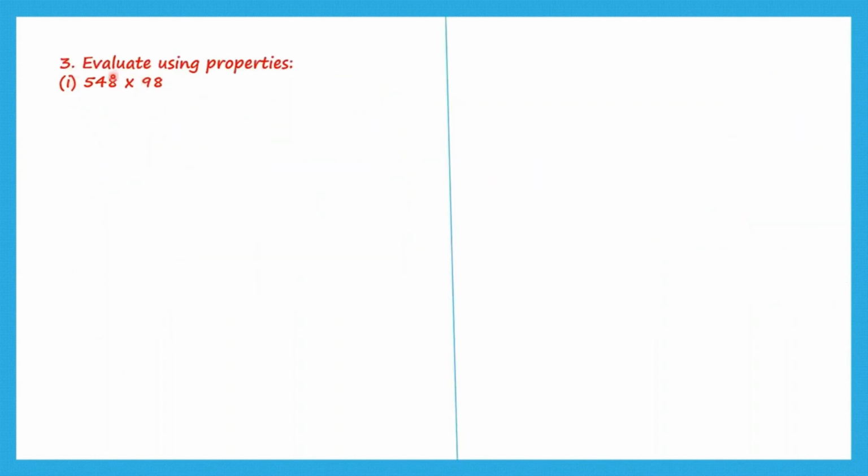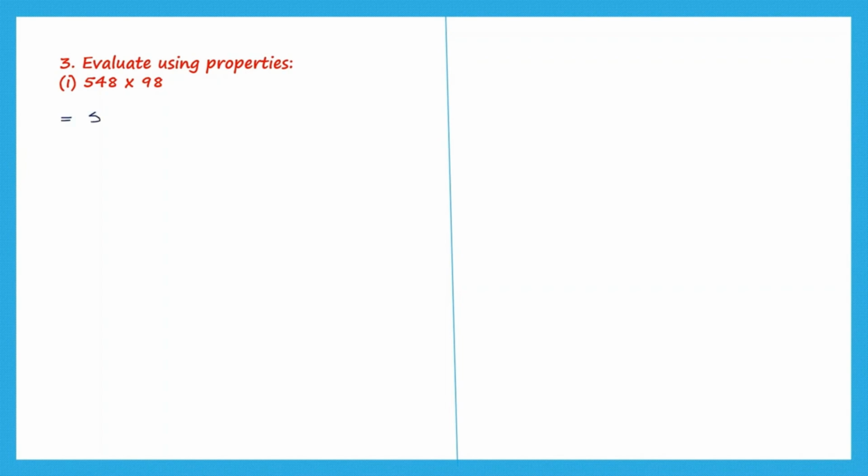Question 3. Evaluate using properties. So we're going to make use of the different properties that we have learned to find the answer. Now question 1. 548 into 98. There are two ways of doing it. Now if I'm going to take this number 98, then I can think of the distributive property. That is, I can make 98 100 minus 2, isn't it? 100 minus 2 is equal to 98. So let's use that and try and solve this.